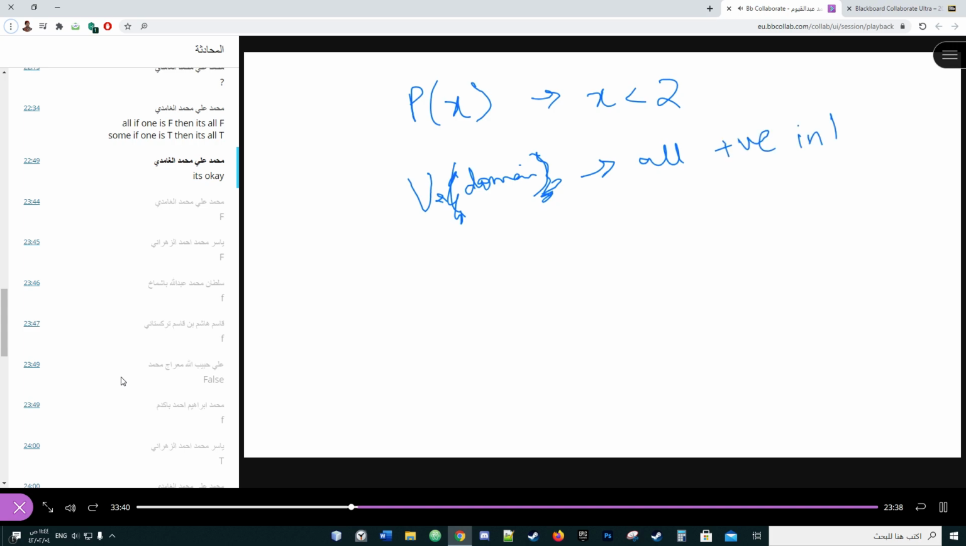Can you go to slide number 15 and take the first example? Okay, so we have P of X given as X less than 2. And the domain is usually specified with the capital U. This is the domain. I'll remove the brackets to confuse. This is the meaning of U. The domain is all positive integers. So for all X, P of X, is this true or false?